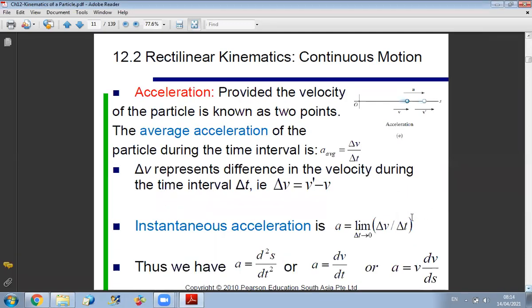Okay. So now, concerning acceleration of a particle, the acceleration will also be defined as average and instantaneous. The acceleration represents the variation of velocity with respect to time. The average acceleration is given by delta v over delta t, while the instantaneous acceleration is given by the derivative of velocity with respect to time. Okay, so we can say that a is dv by dt, the first derivative of velocity, or the second derivative of position.